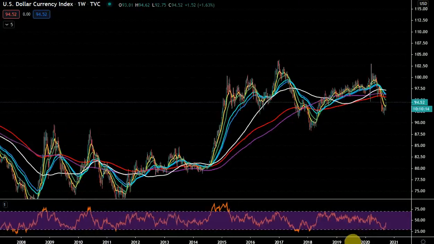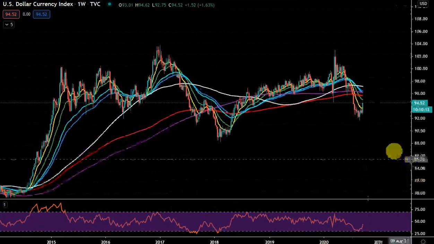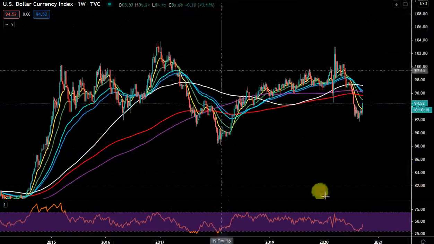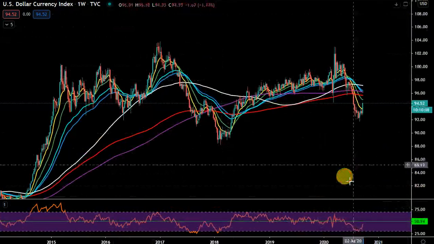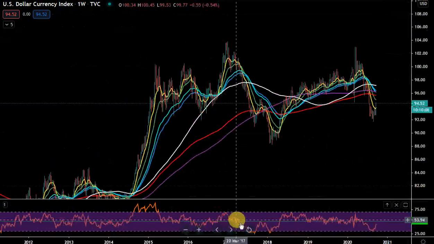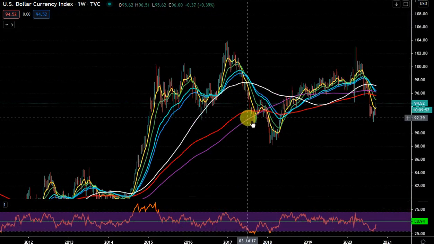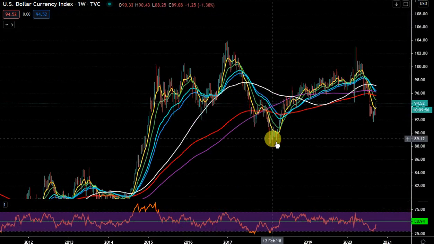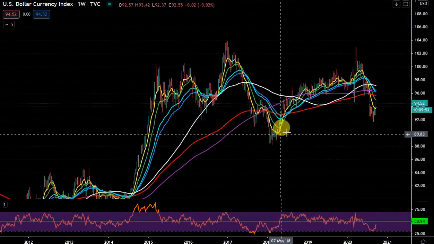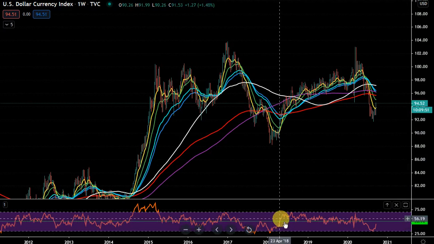Okay, so as far as the US dollar is concerned, the RSI on a weekly basis has broken down. We are in bearish territory. You can see we've broken down. The last time we broke below the 50, the bounces were weak and price continued to roll over, basically until price got back above the 50.